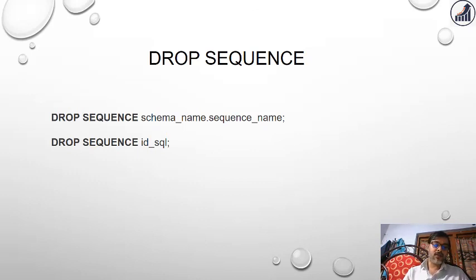Here is an example to drop a sequence: drop sequence id_sql, where id_sql is the sequence name. As we do not specify any schema name, id_sql must be in the same schema where you are working.